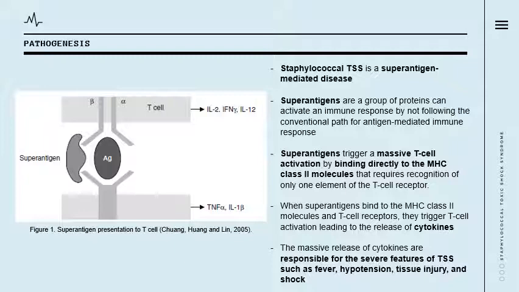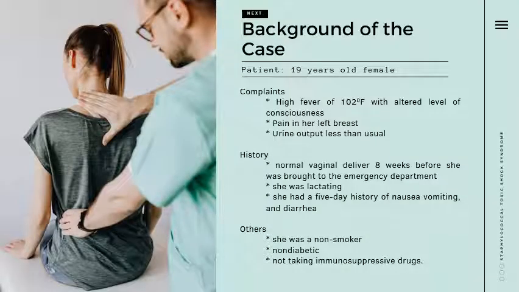Massive cytokine release is believed to be responsible for the most severe features of TSS such as fever, hypotension, tissue injury, and shock. A 19-year-old female was brought to the emergency department with the chief complaint of fever with altered level of consciousness. She also had a history of nausea, vomiting, and diarrhea for 5 days.